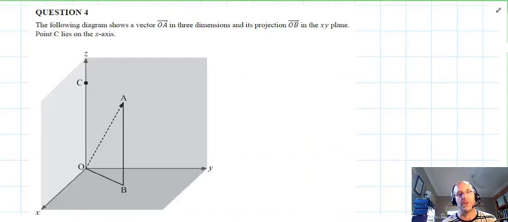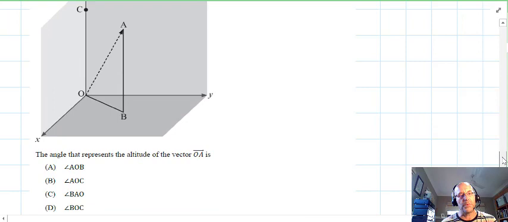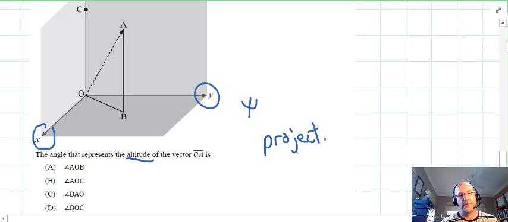Question 4 is a vector question, and to me it's really just knowing some content for three-dimensional polar form vectors. And you can see the diagram and the lead in there, and the angle that represents the altitude of the vector OA. The altitude angle sometimes is given by phi, but basically it relates to the projection of the vector on this xy plane down here. Okay, so what part of the vector, from the part projected down onto the xy plane up to the vector itself, is the altitude angle. And so we look at an angle there that corresponds with it, and it's AOB.